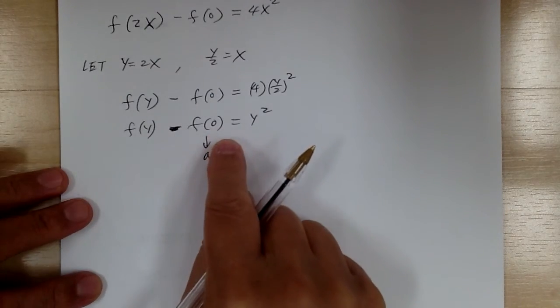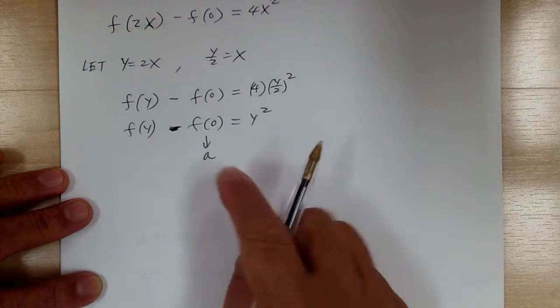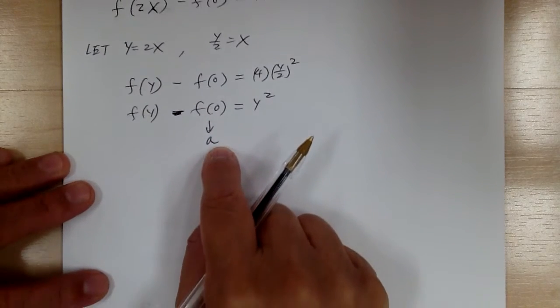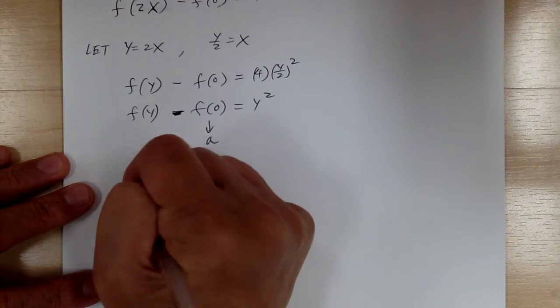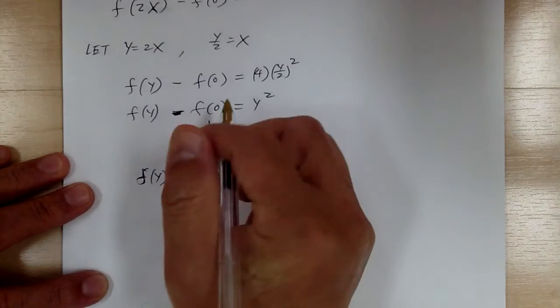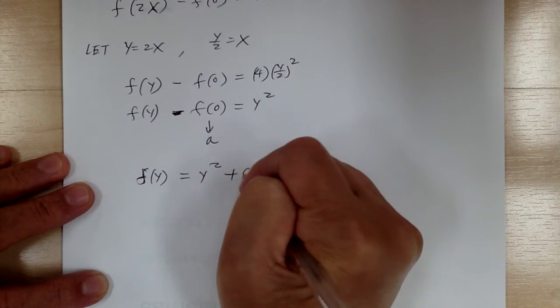Again, f of 0 means all the variables were set equal to 0, so you end up with a constant number. So f of 0 is a constant. So we're going to set this equal to a. So f of y will equal y squared plus a.